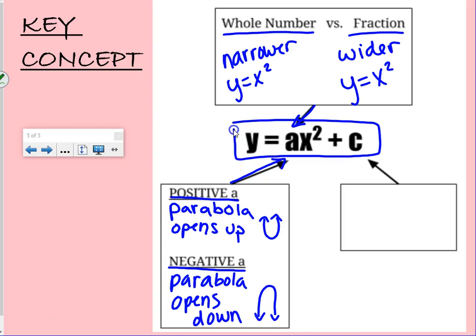And then our c, that piece controls our vertex. So our vertex will be 0 and then whatever value is put in for c. Now remember, this is only for this simple quadratic function where it's just ax squared plus c.